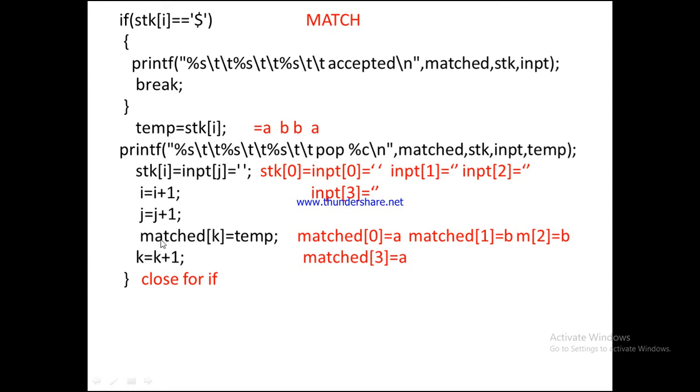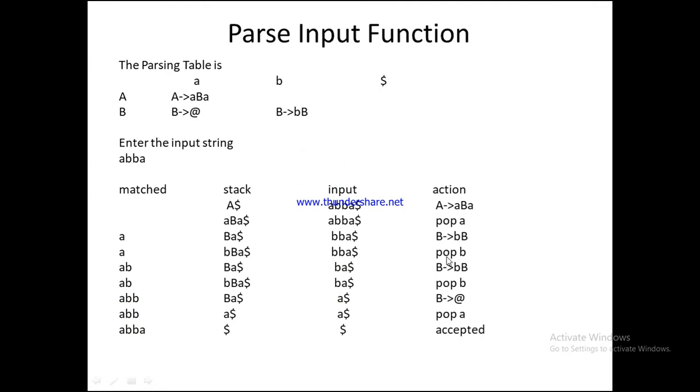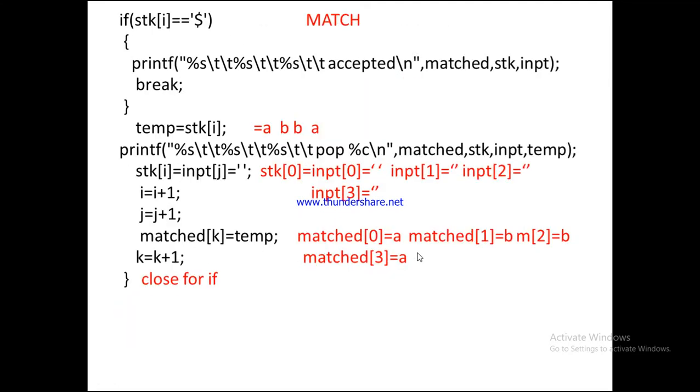Now what is my matched string? Initially it was A, now it is AB. AB is now the matched string. And again I am printing what I have to pop. I need to pop the temp. What is the temp? Temp is nothing but the B. So that means I am now printing this line. This line we are printing.